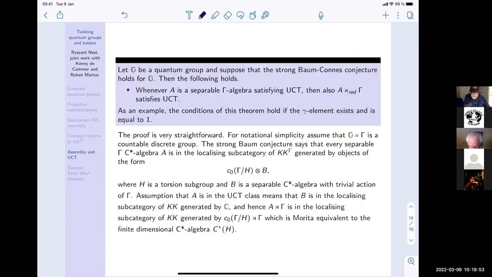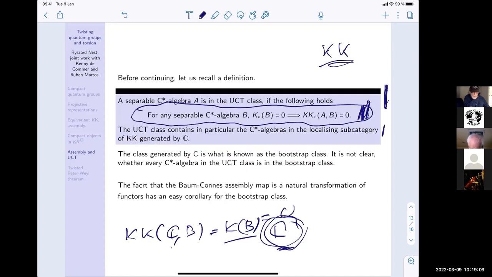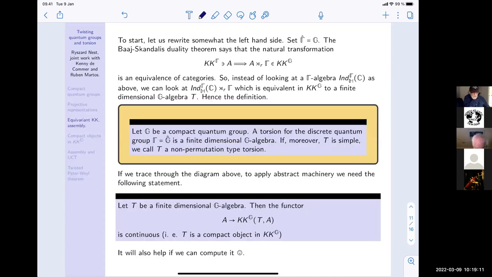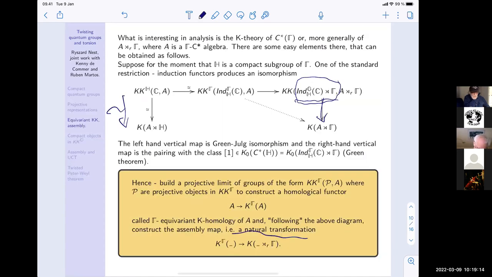So let's prove something, right? I'm going to prove it for you. Suppose I've got a quantum group, and suppose that it satisfies the strong Baum-Connes conjecture. So the strong Baum-Connes conjecture really means that this assembly map that was constructed here, we had this assembly map here, and the strong Baum-Connes conjecture would say that this is an equivalence of categories, meaning that every gamma C-star algebra is actually equivalent to a projective one.